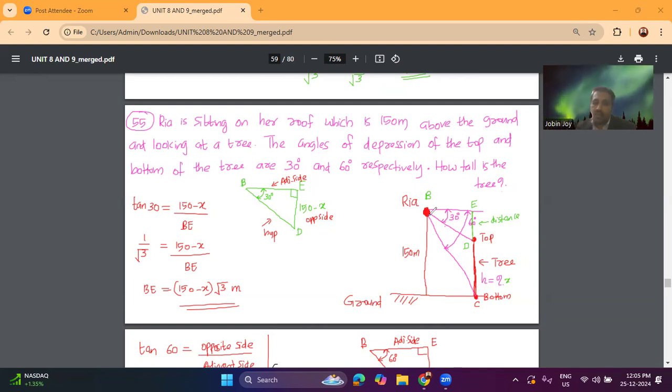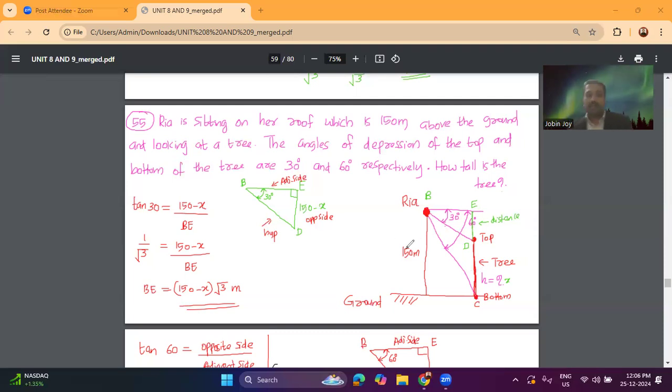First, I know the total height of this roof is 150 meter. So I will calculate DE. Then I will take the difference of 150 minus DE, and you will get the height of the tree. So the height of the tree will be equal to 150 minus DE. The aim is to calculate DE. Once I get DE, then 150 minus DE will give you the height of the tree.